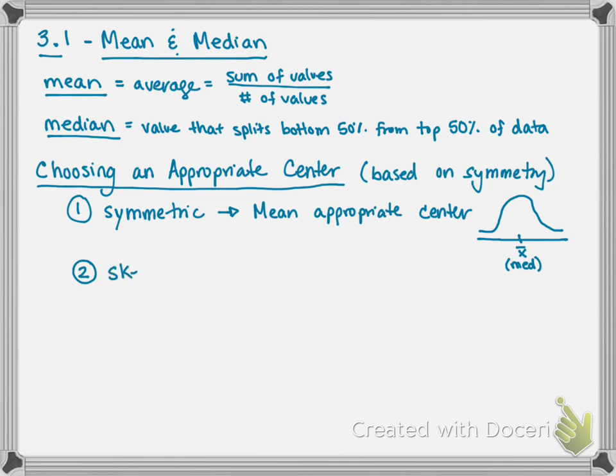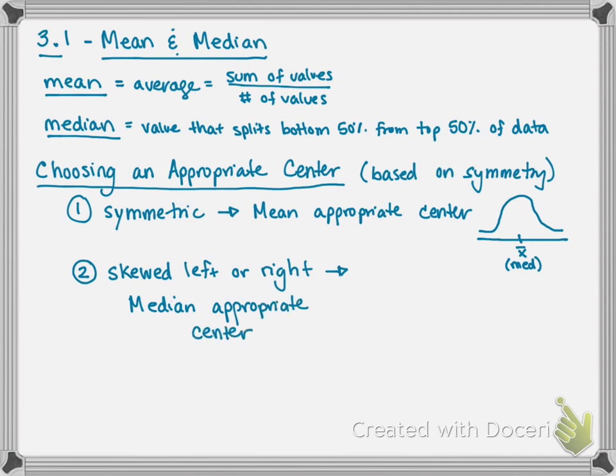Okay, second would be if your data is not symmetric. So that means you have data that's skewed either left or right. And in this case, if my data is skewed left or right, then I would actually choose, I'm going to draw an arrow because I want to draw two pictures on the right, I would actually choose the median as the appropriate center.